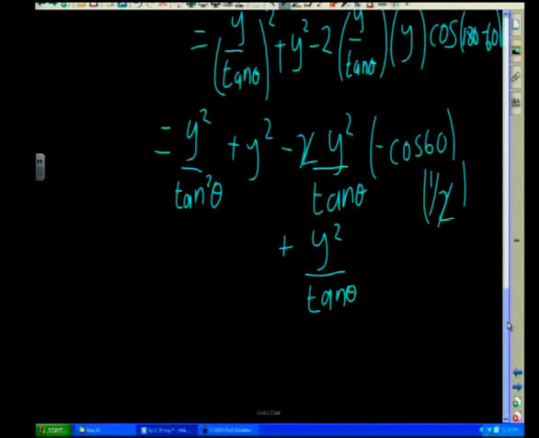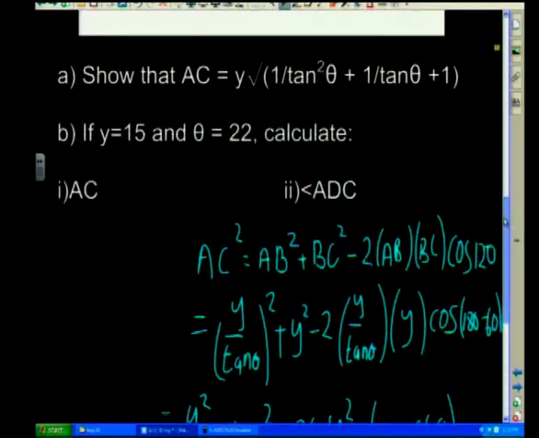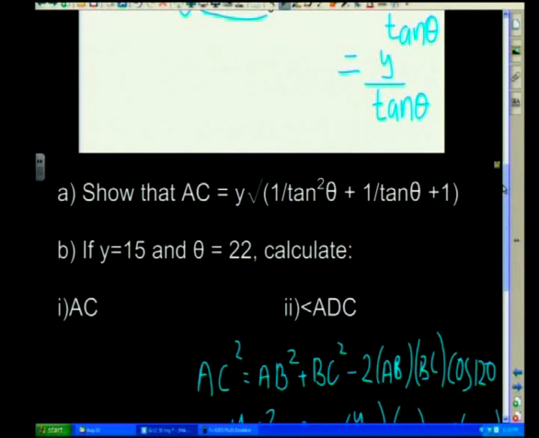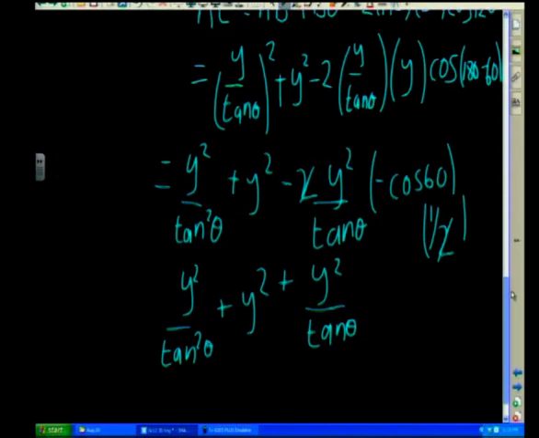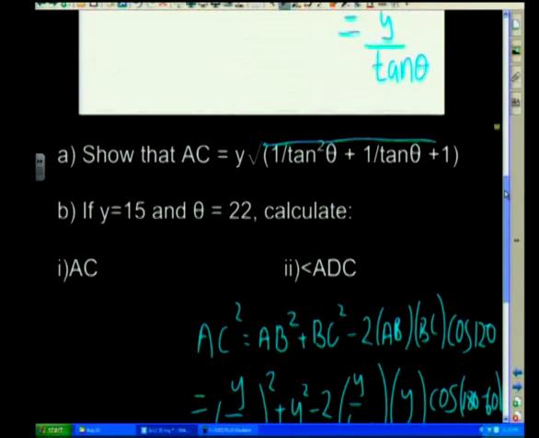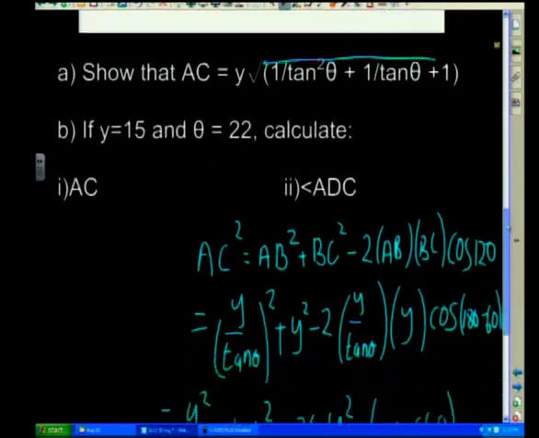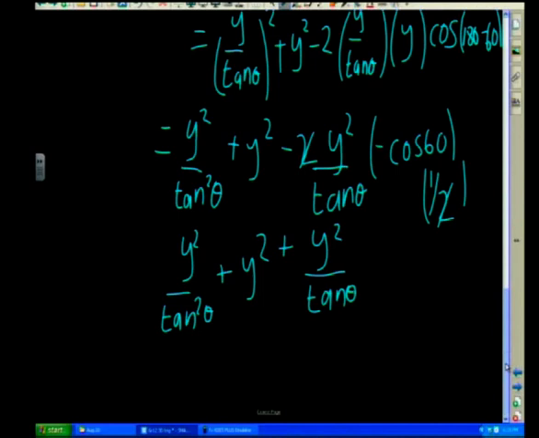All right, and then the first part I've just got y squared all over tan squared theta plus y squared, and then we've got all the rest. Now, if you look at this, and if you look at what they asked you to prove, it's y times the square root of 1 over tan squared theta plus 1 over tan theta plus 1. Hopefully you can see the link already, because if I just take the square root now and rearrange this, it's going to look exactly like what they've asked us to solve. Okay, so let's quickly do that.